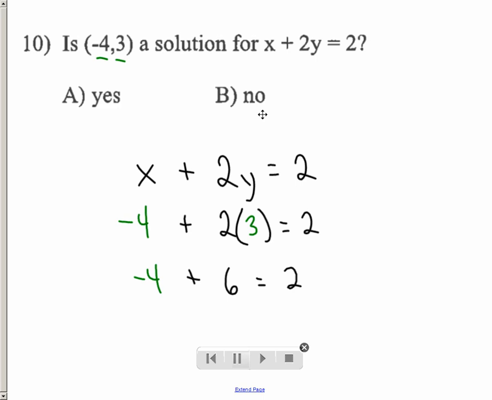Even though the equation is a little bit different, we're still plugging the x in for x and the y in for y and seeing if it's a true statement. Now, keep in mind, this is not the same number. Negative 2 is different than 2, so it's not a true statement. So it is not a solution.